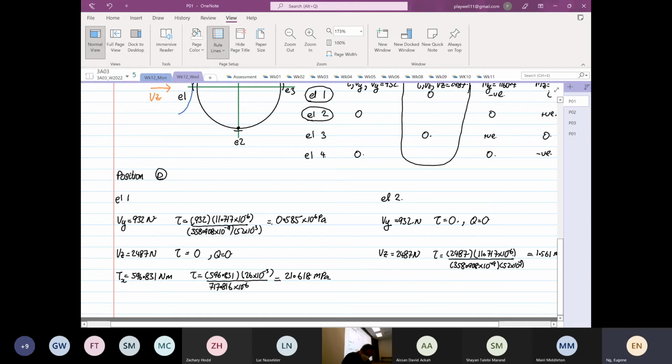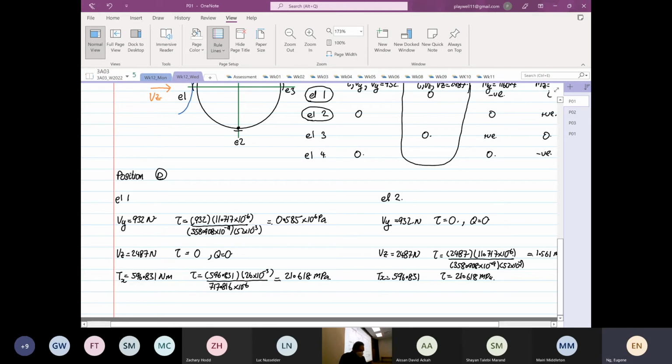So the shear is also the same due to the torque, right? Because they are all on the surfaces. So this is also 596.831, and the shear stress is equal to 21.618 megapascal.